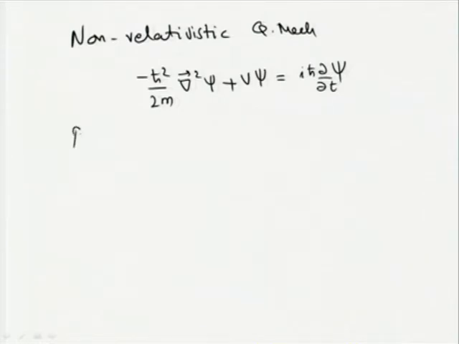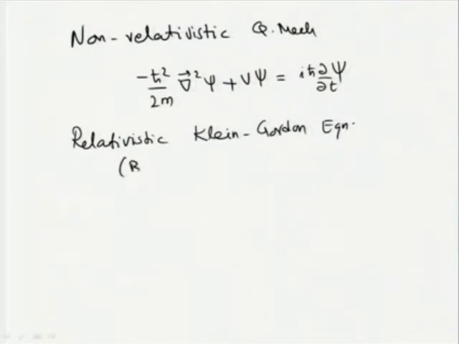So, for the relativistic case, we had discussed what is called the Klein-Gordon equation. This is basically based on the energy momentum relation E square is equal to P square plus m square, where we are now working in units of h cross equal to 1, and also c equal to 1.